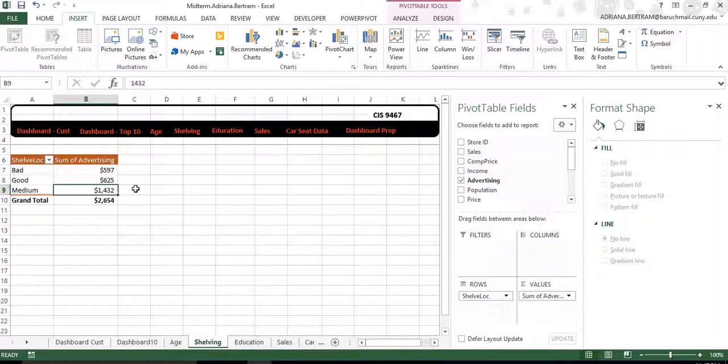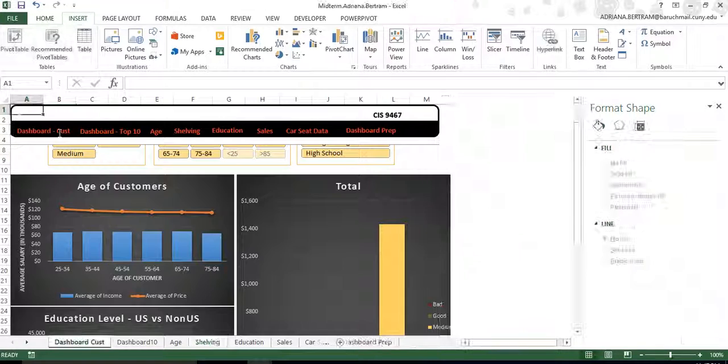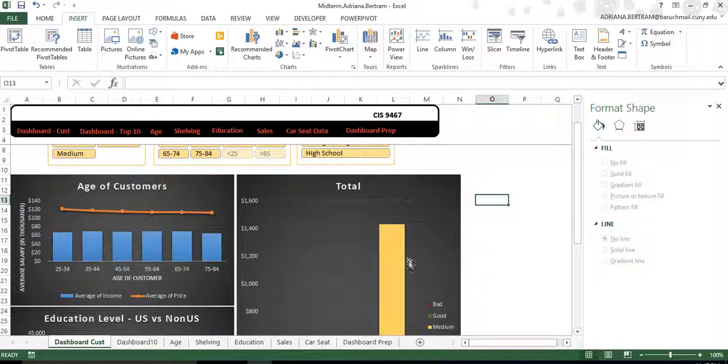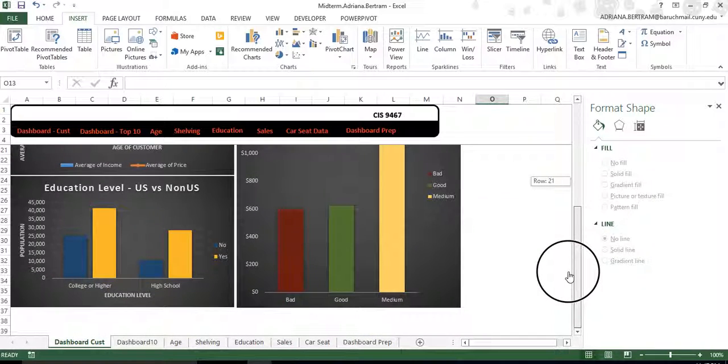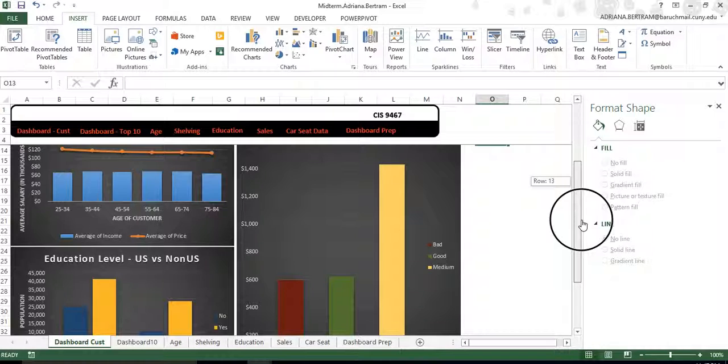So you can kind of see if it was in a medium one, they spent the most. However, if it was in a bad location, then they spent the least. And again, this is in thousands. If we go back to our first dashboard, you'll see on this pivot chart, again, we have the bad, good, and medium ratings, and you can see the total amount of advertisement that was spent at those locations.